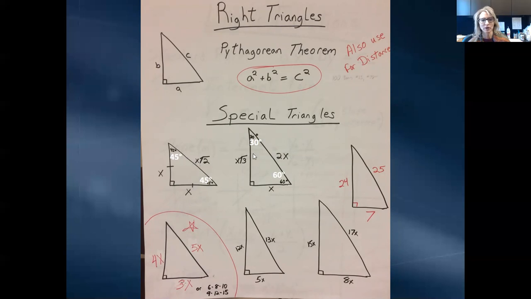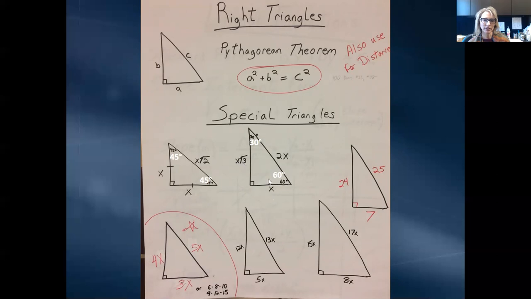of 2. When you have a 30, 60, 90 triangle, the side opposite of the smallest angle will be your smallest side. That'll be x. The side opposite of your largest angle, which will be your 90-degree angle, will be 2x. And then the side opposite of your 60-degree angle will be x times the square root of 3.